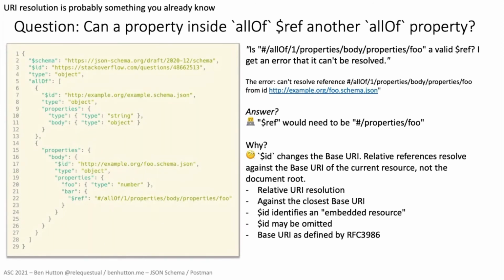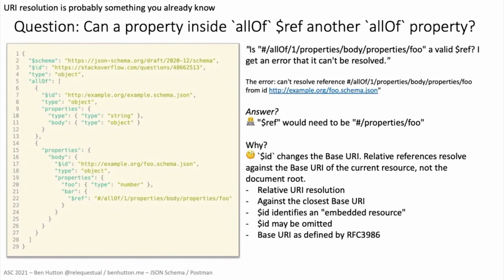Relative references resolve against the current JSON schema resource, not the document root. Often those are the same, but in this instance, the use of $id has changed the base URI and identified a subschema as an embedded and separate schema resource. Again, the base URI by which relative URI references resolve is something defined by another specification, RFC 3986.